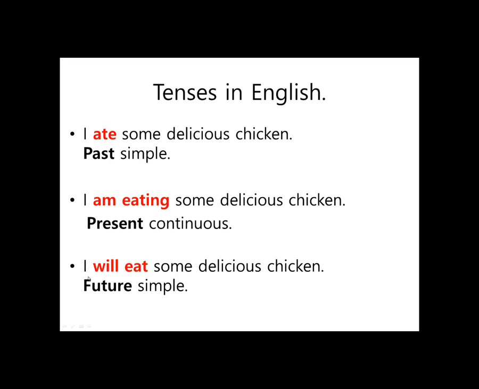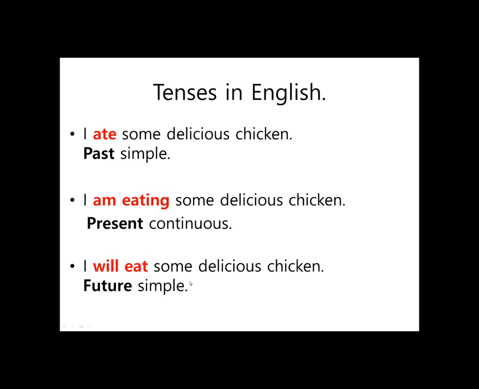Okay, and last one, I will eat some delicious chicken. So we've changed the verb eat into will eat. So when you see the word will and a verb, we know that we are talking about the future. Okay, future simple. So I ate is past simple. I am eating. So we got am. This is present continuous. We have ing, that's continuous. And I will eat. This is future simple.